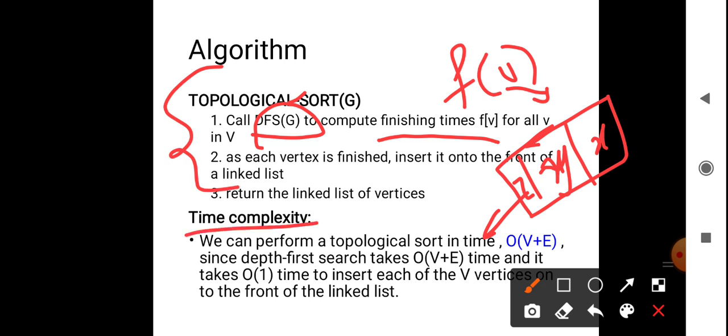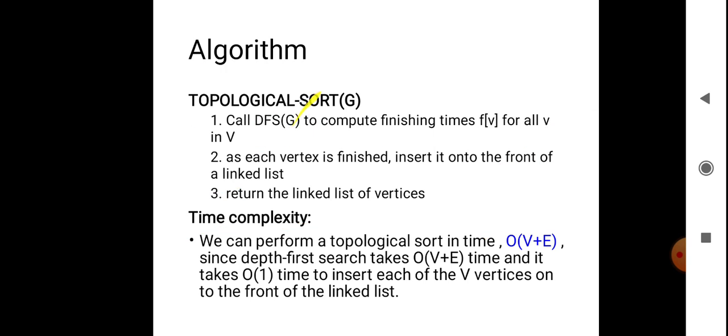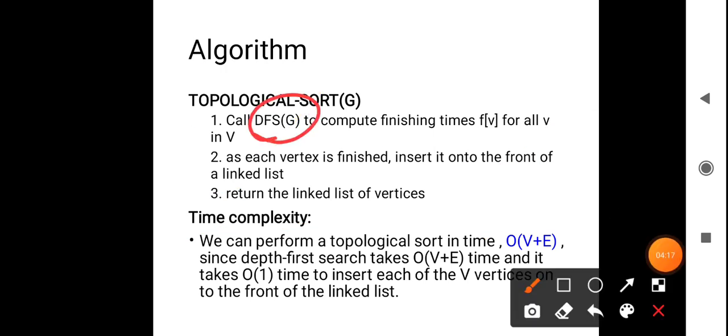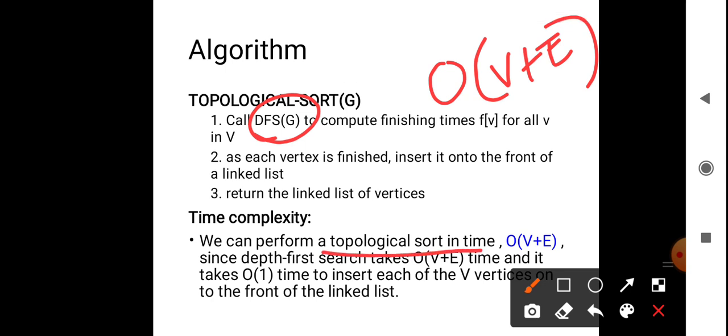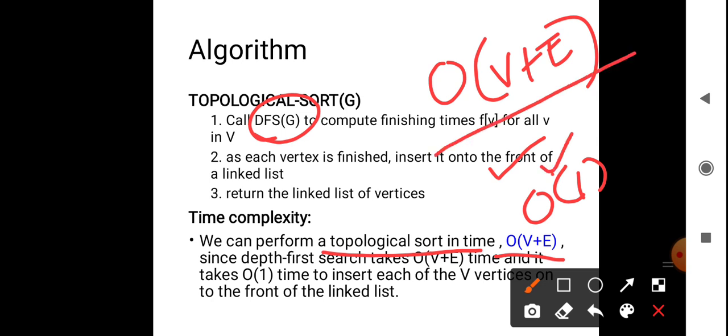Then the time complexity. Here we are using the DFS algorithm. DFS has a complexity of order V plus E. Topological sorting is also performed in order of V plus E. And inserting an element into the front of the linked list takes constant time, order of 1, since we just need to add the element to the front. So the total time is order of V plus E. That is the time complexity of topological sorting.